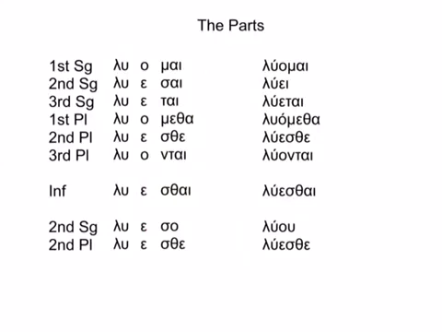So for our first singular, we don't need to change this at all. It just comes fully into the form. But for the second singular, lu-e-sai, we have some contraction. The sigma drops out, and then epsilon plus alpha iota contracts down to lu-ei. Luetai, nothing changes. Luometha and luesthe, nothing changes. And the same is true for luontai. So really, the only place where there's any contraction is that second singular.